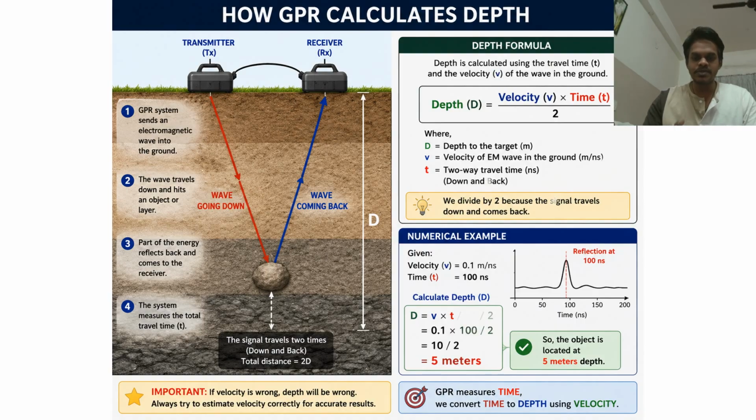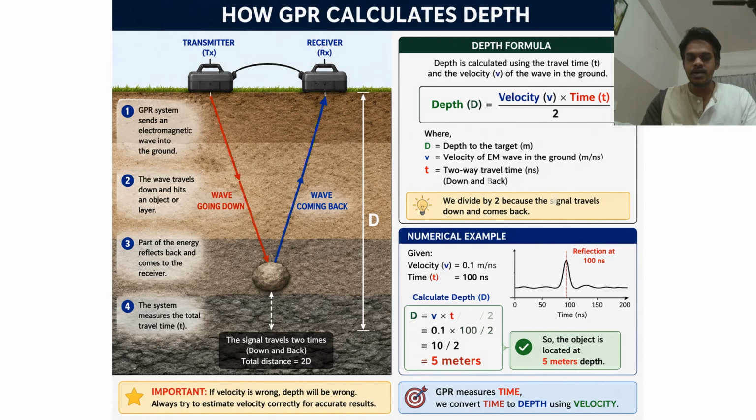So first, what happens in the GPR, like I'm telling, the electromagnetic wave is sent into the ground and it hits some object and it reflects back. So the wave is going down to the object and coming back to the receiver is traveling up. So that means the wave is traveling twice, downward and upward again.